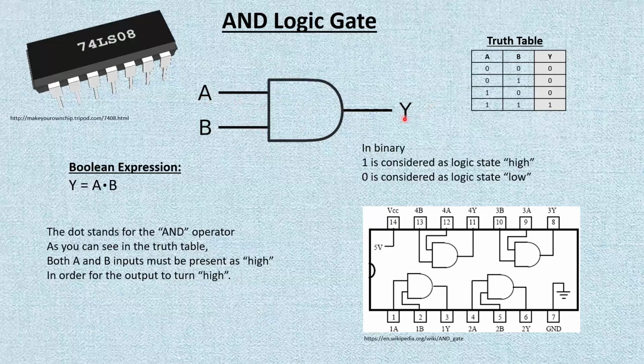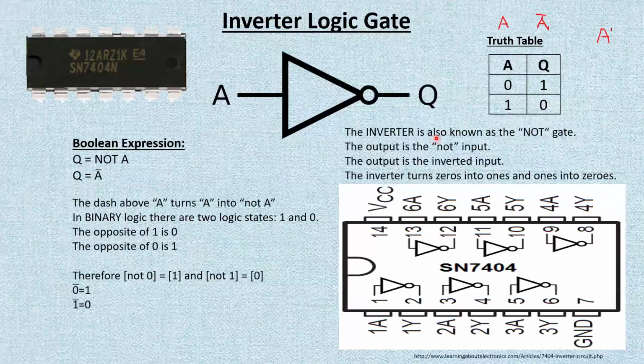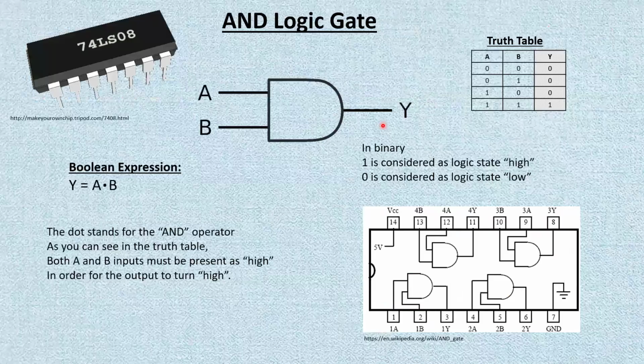And I see here, in this case, the output is tagged as Y, as opposed to over here, where the output was tagged as Q. It doesn't matter what you label it, as long as you stick with the same one on the same page. So A and Y, Q, whatever. Just so you know, Q doesn't always have to be tagged as the output of an inverter. Sometimes people are going to label it in different ways.